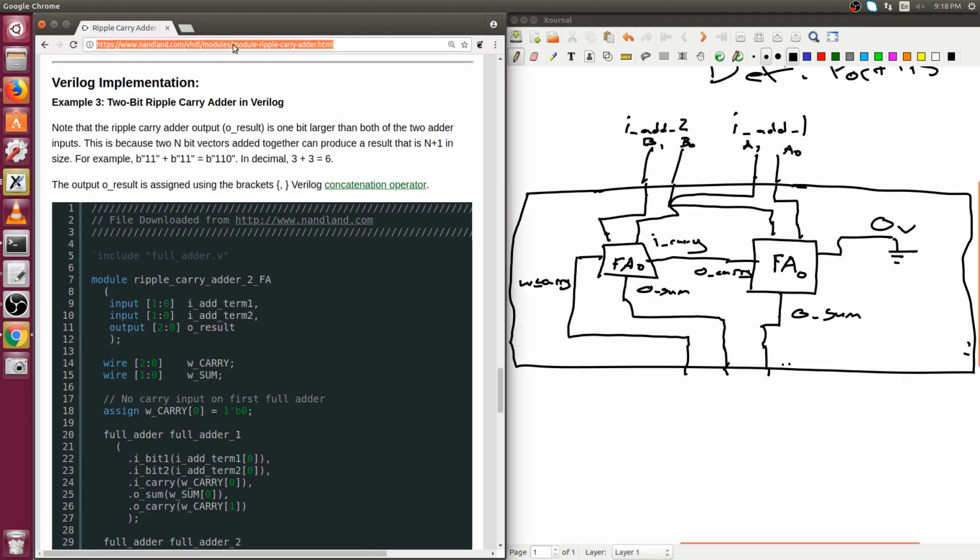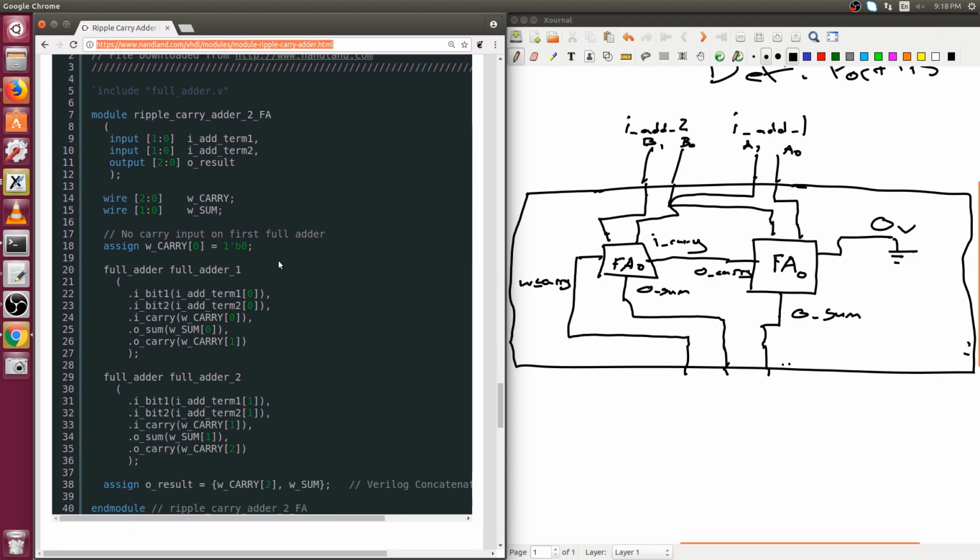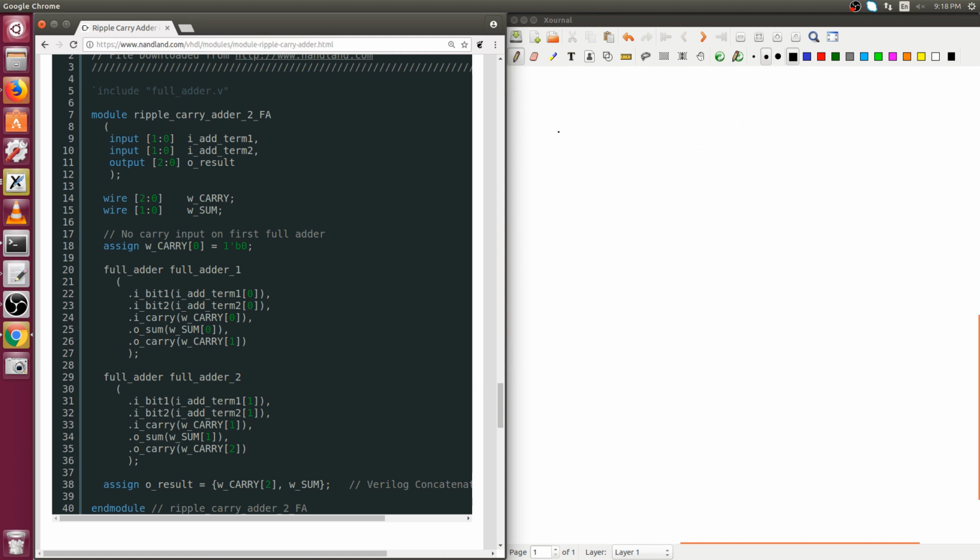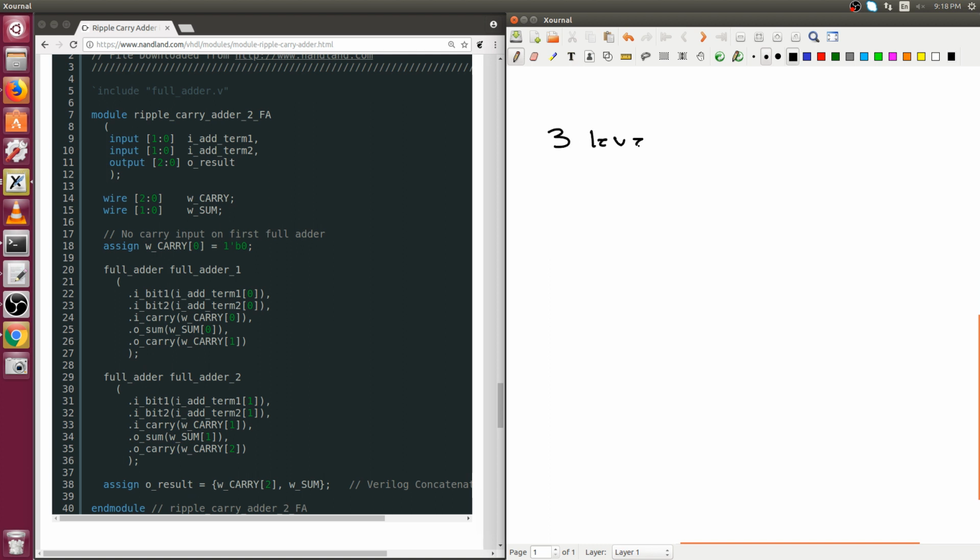So let's look at something more interesting. This is getting really down into the nitty-gritty of something like Verilog. Yep, you followed that? Okay, good. So what's important to know is that there are 3 levels of design. There is 1, there is gate level.